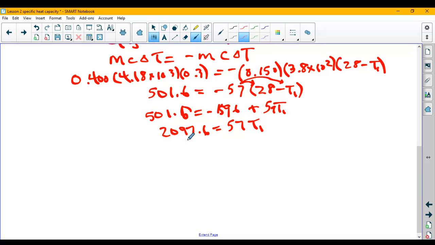And I get 36.8 degrees Celsius. Now I can only take this to 2 sig figs, so it's actually 37 degrees Celsius. And I have to think about, is this a sensible number? Yes, it is, right? Because it's higher than my water number originally, and it is possible to get a piece of brass to that temperature.